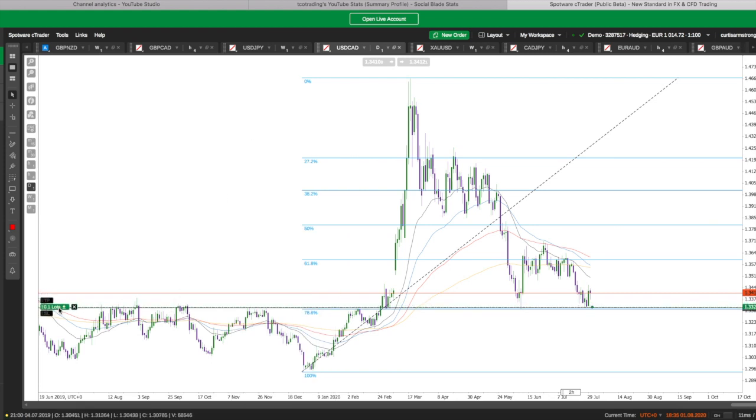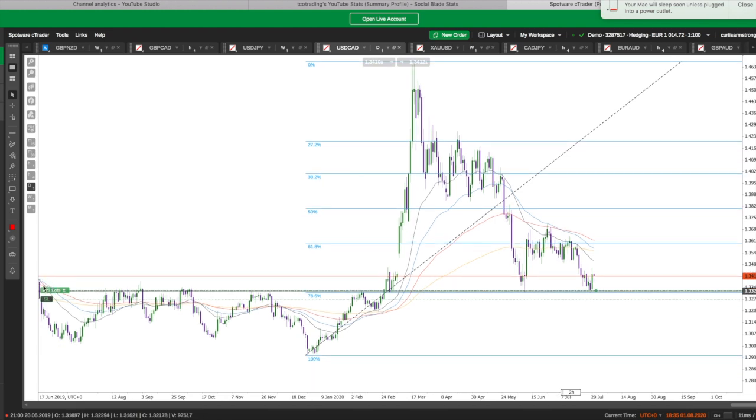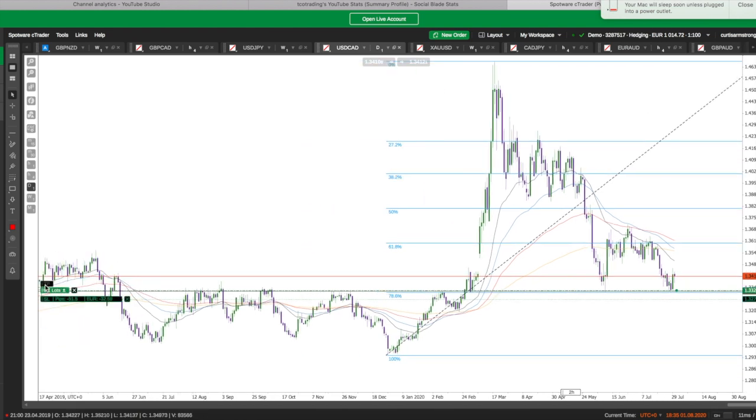So what I'll do is set a pending just before that wick there. Stop loss, 50 pip stop loss. Target. I don't want to be too ambitious with my take profits. So you can see we do have this region up here.